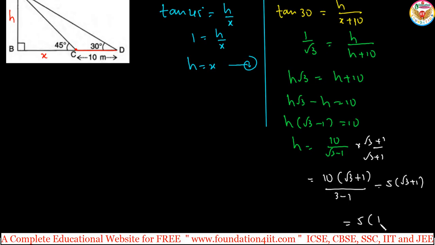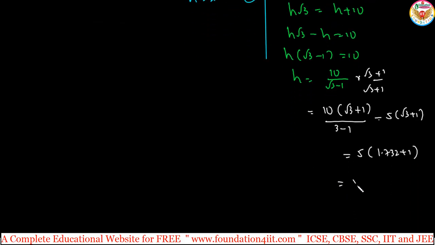Right? 5 into 1.732 plus 1. Just simplify: 5 times 2.732. Approximately you get 13.66. So this is in meters.